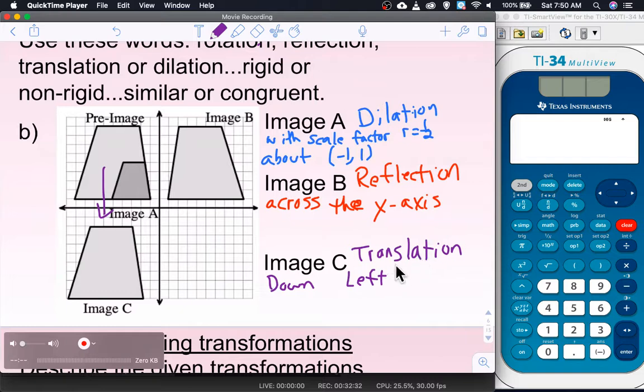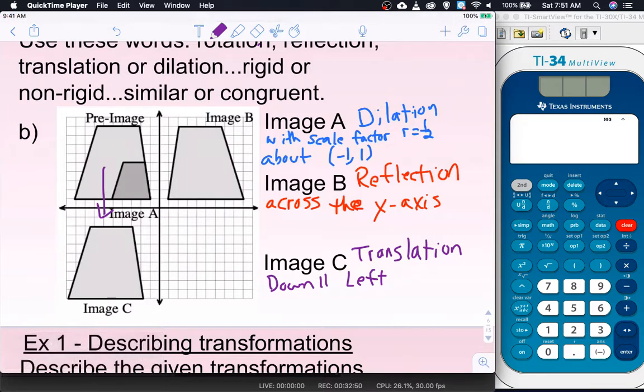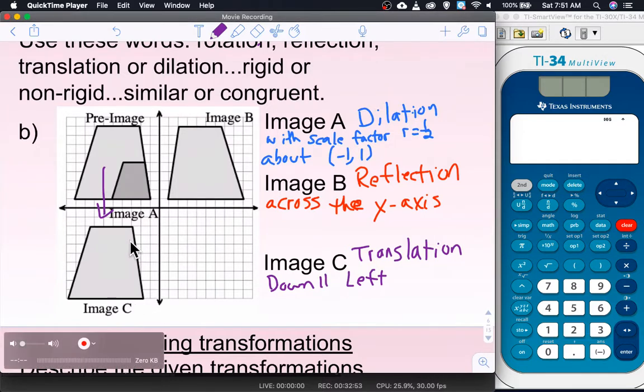Okay, we're getting better, translating down to the left. Okay, how much down? How much to the left? Let's add some detail. Count the boxes. Down 1, 2, 3, 4, 5, 6, 7, 8, 9, 10, 11. Down 11 units. And left how far? If we went straight down 11, we need to go left 1 unit. Now this is a pretty good description. Translation down 11, left 1.